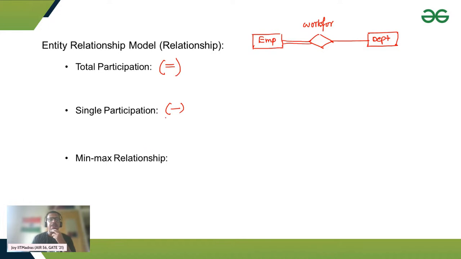And for the cardinality ratio, we can also mention it here. So the n number of employees can take part in one department. It's written like that. So it's a many to one relationship model, where in a certain department we can have multiple employees. This is the cardinality ratio that we can say.